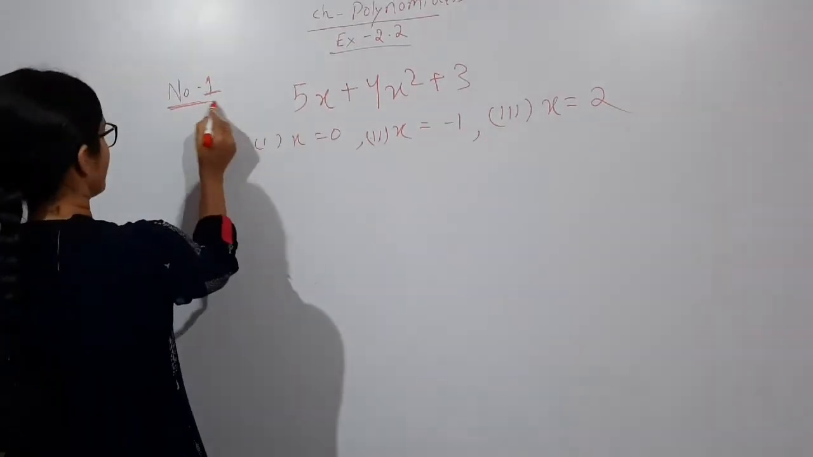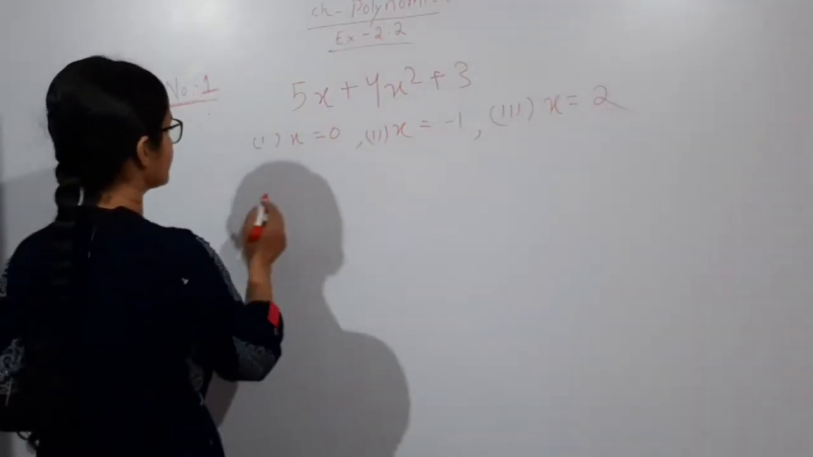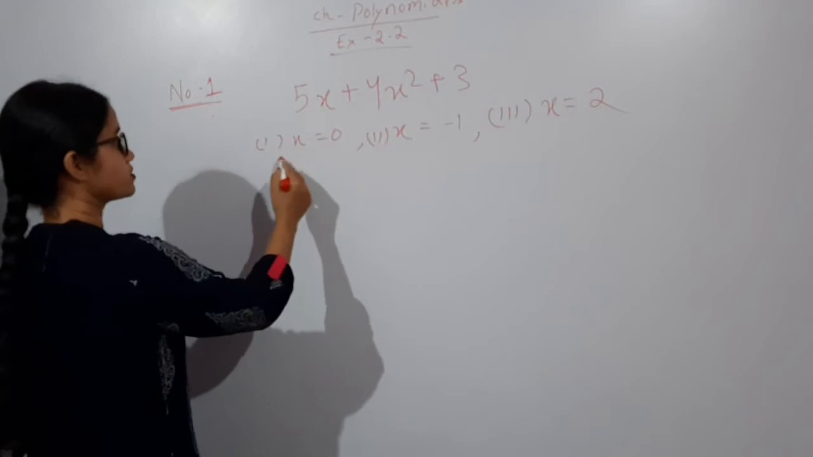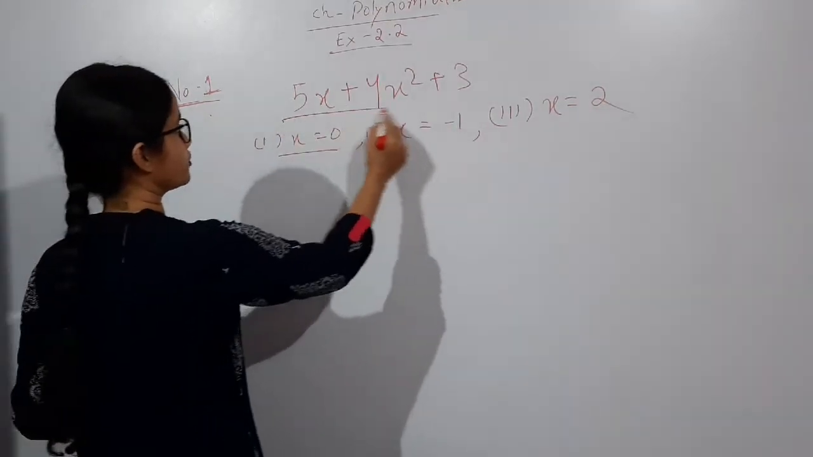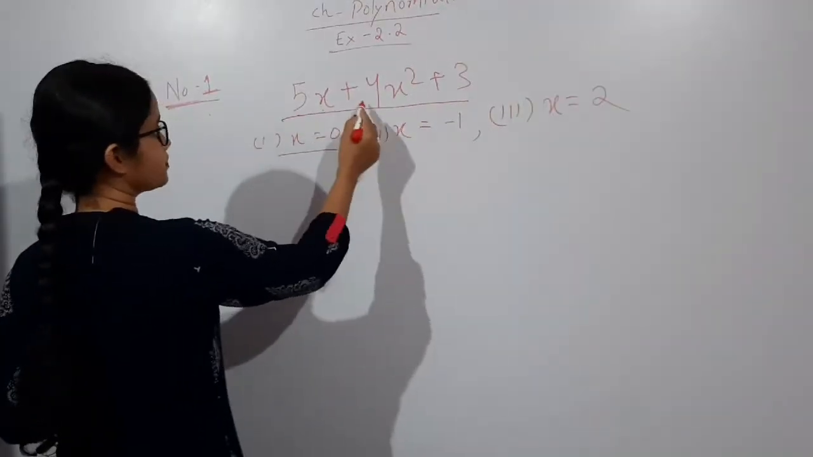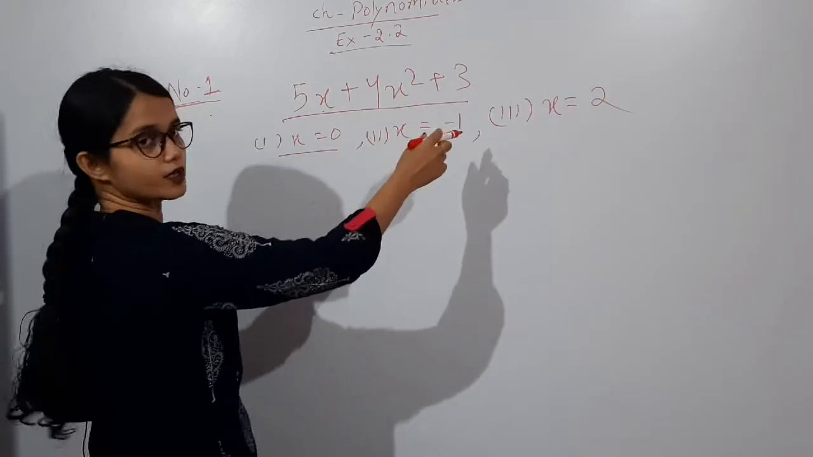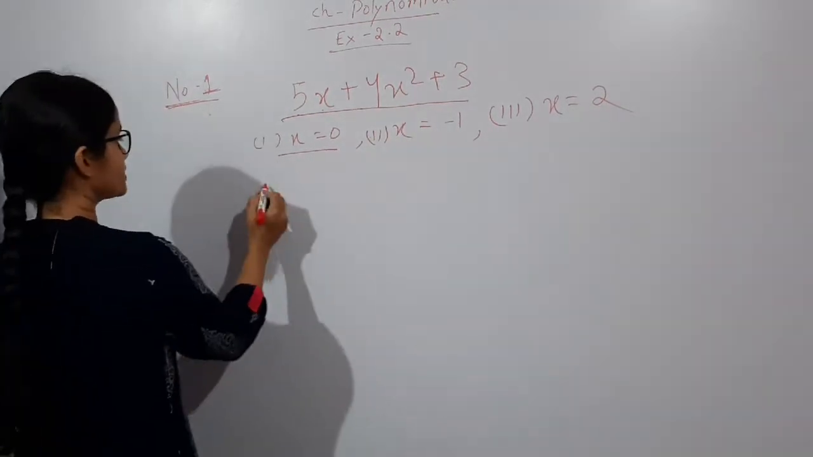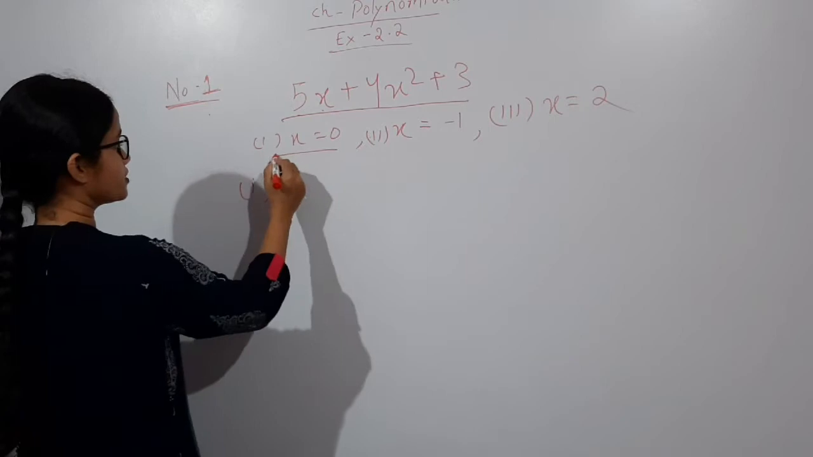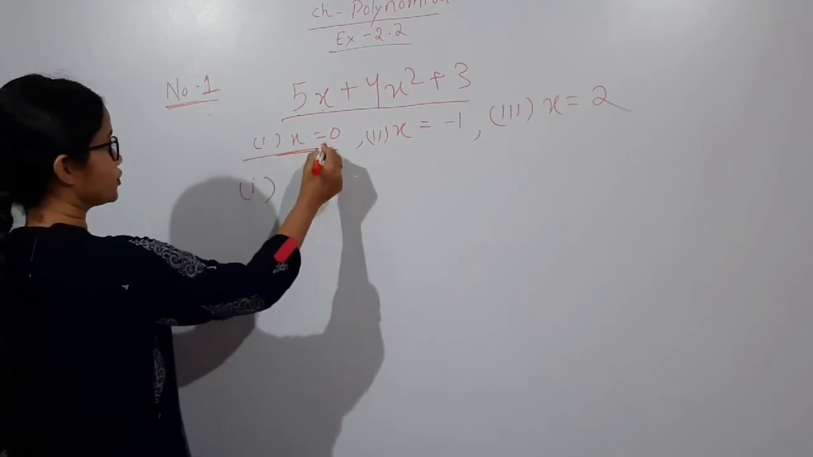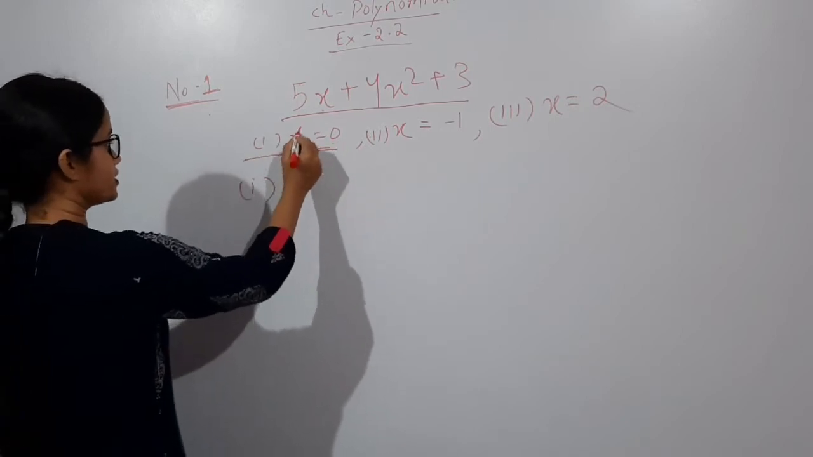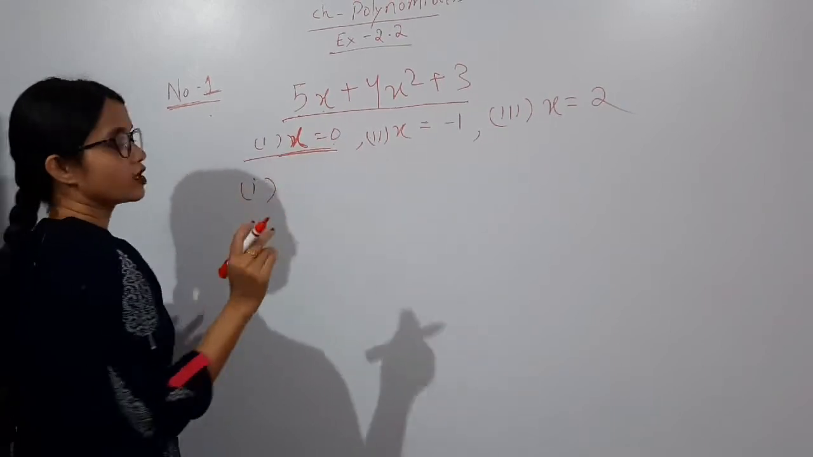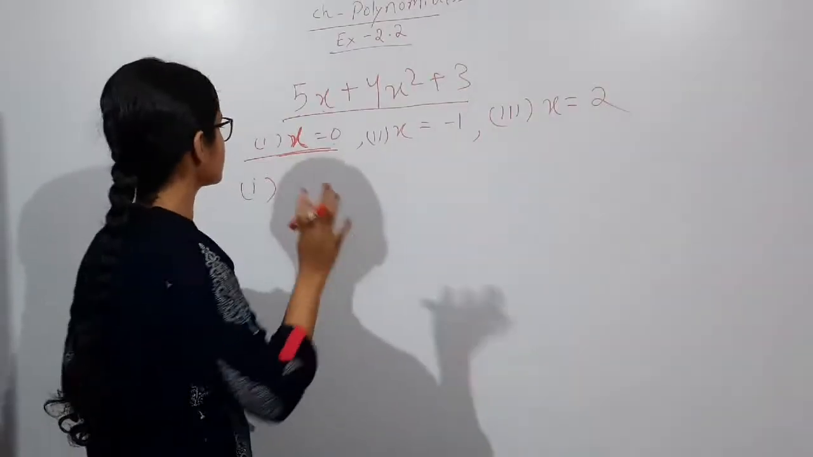So this is number 1 of exercise 2.2. Okay. So the first bit is x is equal to 0, it is given, and the polynomial is also given, 5x plus 4x square plus 3. Okay. So in the place of x, first for the bit 1 we have to put 0, because here it is written that x is equal to 0, means the numeric value of x is 0.